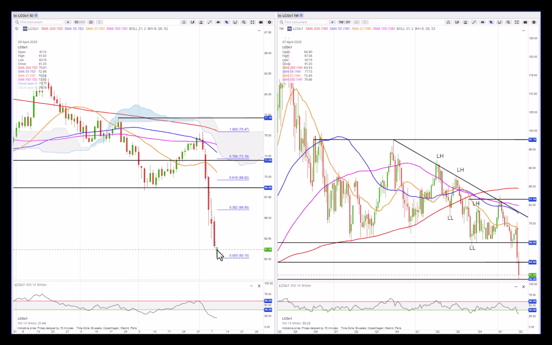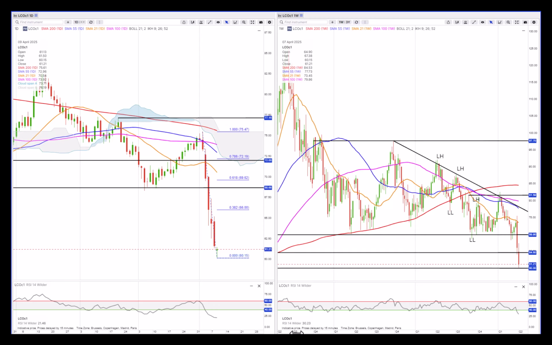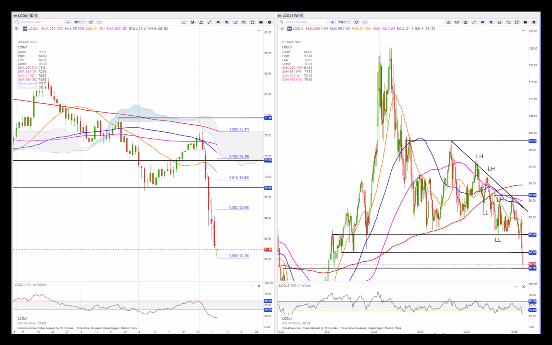We are at almost down at 20 on the RSI, negative sentiment. But it doesn't mean that it will turn around. It just means we are at a bit of an extreme here, but there's no divergence indicated. We could also see lower levels, and here we can also see that on the weekly we touched almost 60.15, so very close to the key support here at 60.